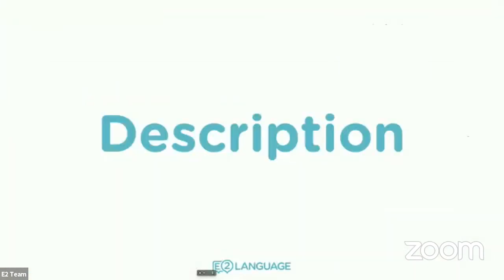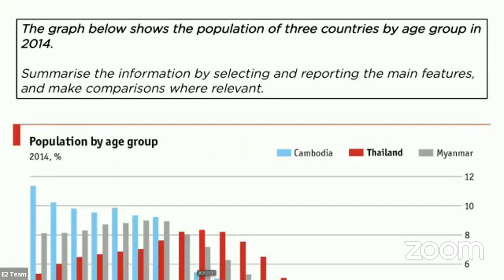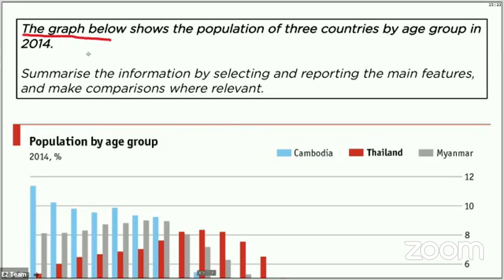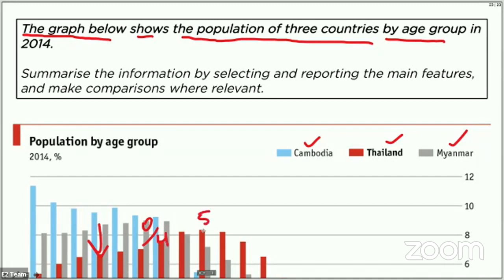Okay, first thing we need to do is read that graph description that says, the graph below shows the population of 3 countries by age group in 2014. The graph below, fine, let's break this down a little bit. Here it is here, shows, fine, the population of 3 countries, Cambodia, Thailand, Myanmar, by age group. Well, we saw down here below, it was like 0 to 4, 5 to 9, or whatever it was, by age group in 2014. And it's in percentages, fine.